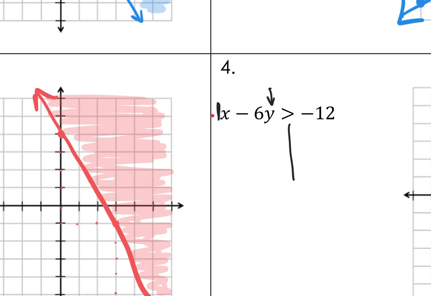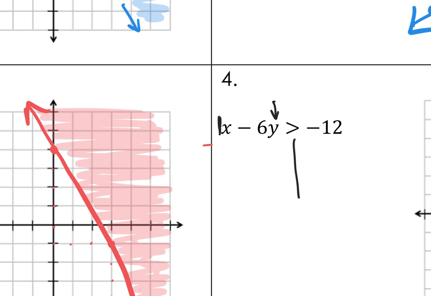So just like we did before, the first thing we want to do is bring that 1x over to the other side. So since it's a positive 1x, I'm going to move it over by subtracting the 1x. So that I get negative 6y is greater than, these are not like terms, so I don't combine them, negative 1x minus 12.